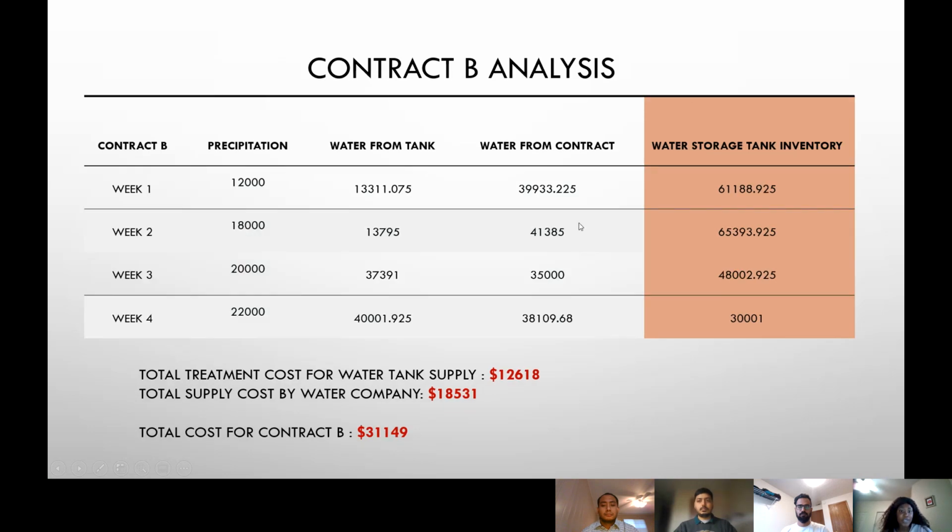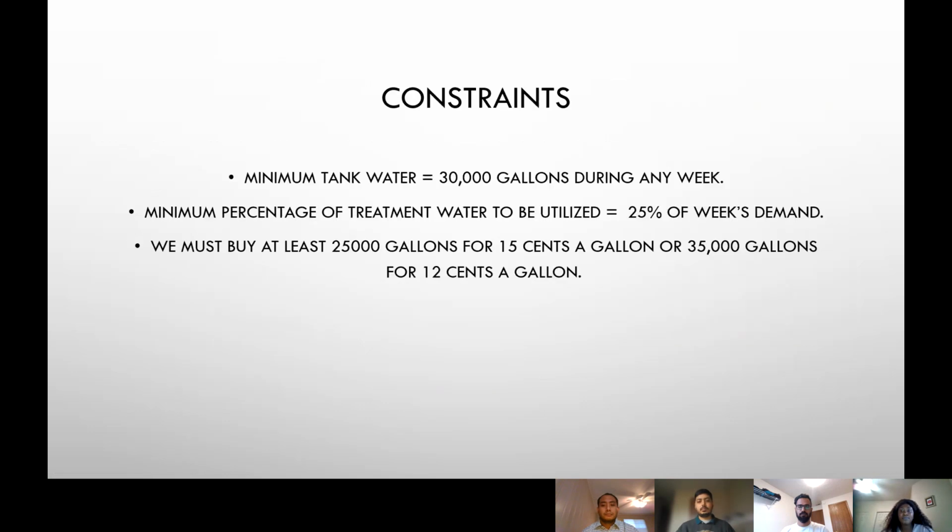Using contract B, we did the same thing, and the total cost for contract B came down to 31,149, also showing the amount of water that we would require from the tank and the amount of water we would have to buy at the end of each week. I'm going to move on to Diego, who would show the constraints and some other insights.